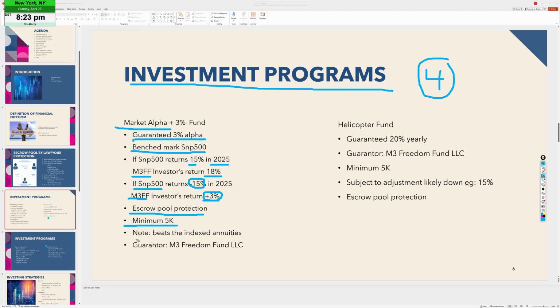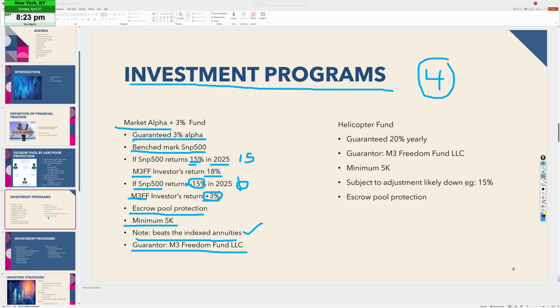Now, I have a note here that this beats the index annuity program. Because with that index annuity program, on a year when the S&P is negative, you get 0%. On a year when the S&P returns 15, you get 15%. So it beats the annuities hands down, and we are the guarantor of this fund.